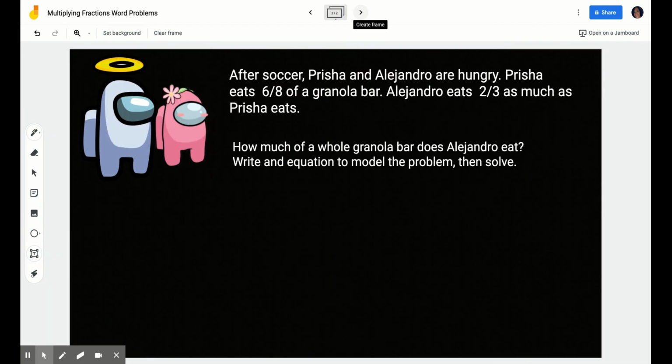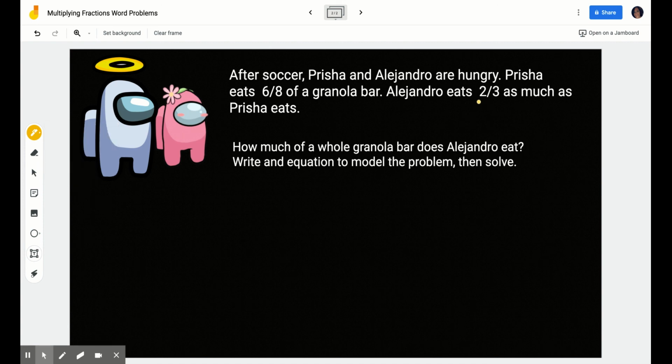Now, after soccer practice, Prisha and Alejandro are hungry. Prisha eats 6/8 of a granola bar. Alejandro eats 2/3 as much as Prisha eats. So, new key words for solving.